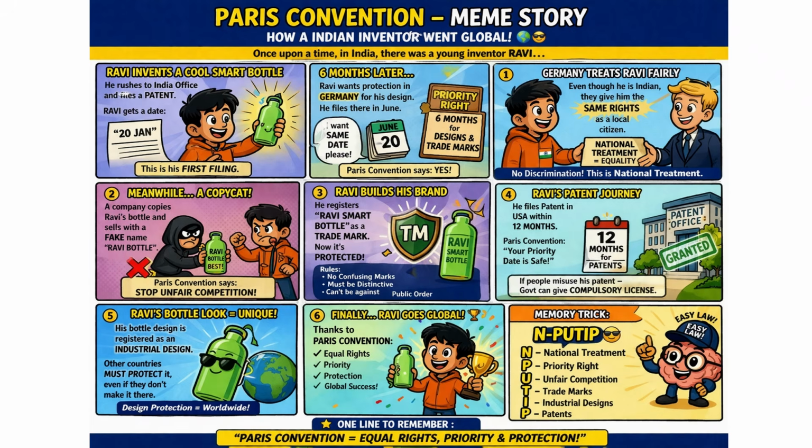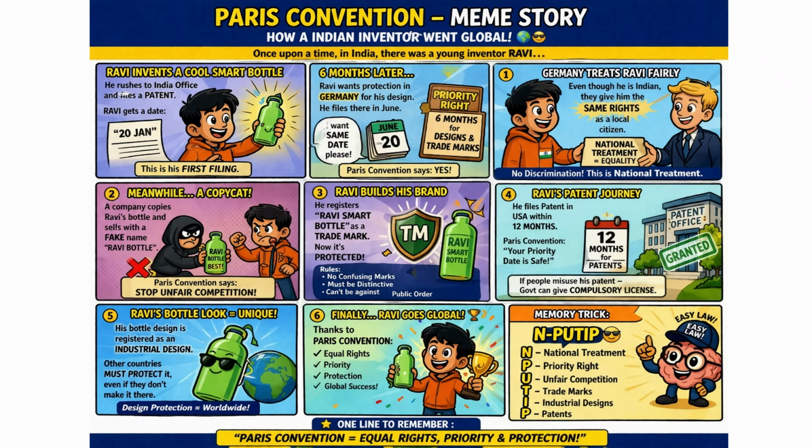Let's understand the Paris Convention with a fun story of Ravi and his smart bottle. Ravi is a young inventor in India who creates a cool smart water bottle and quickly files a patent in India. This is his first filing date. Now after some time, Ravi wants to protect his invention in Germany also. He goes there and says, I want the same filing date. And guess what? Paris Convention says yes.